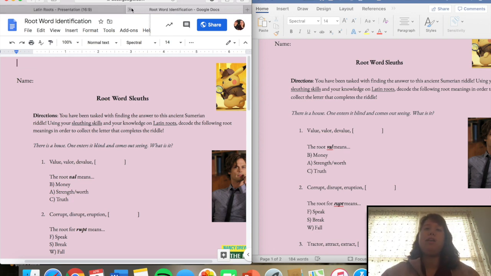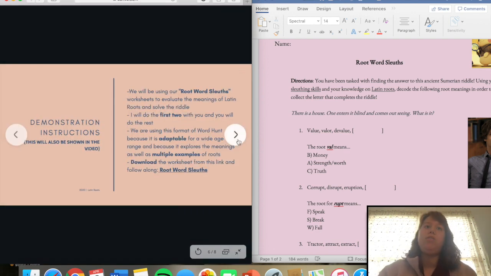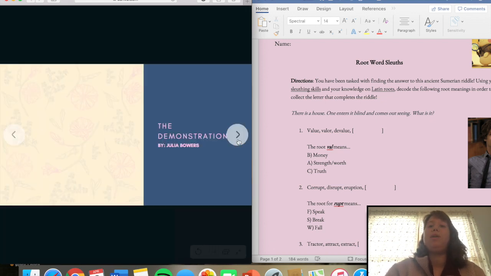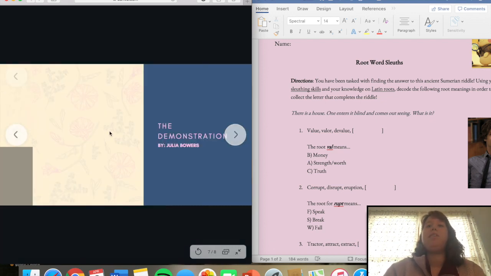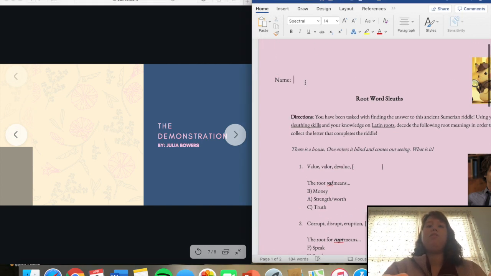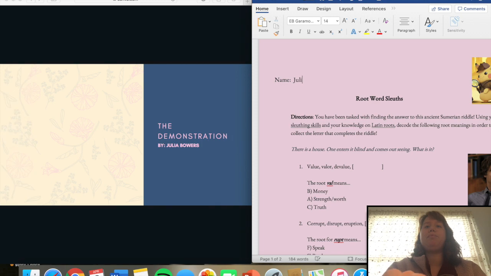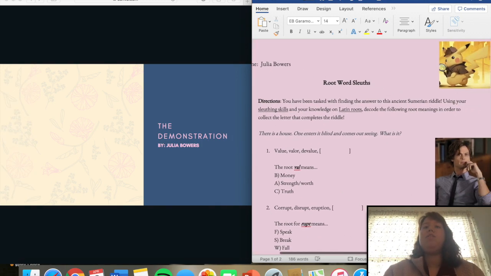As you can see, I have my tabs open on two dual screens so that I can watch the video that will be uploaded here as I also do the worksheet over here. So we can do our worksheet, we can type in our name, and let's just read the directions here.